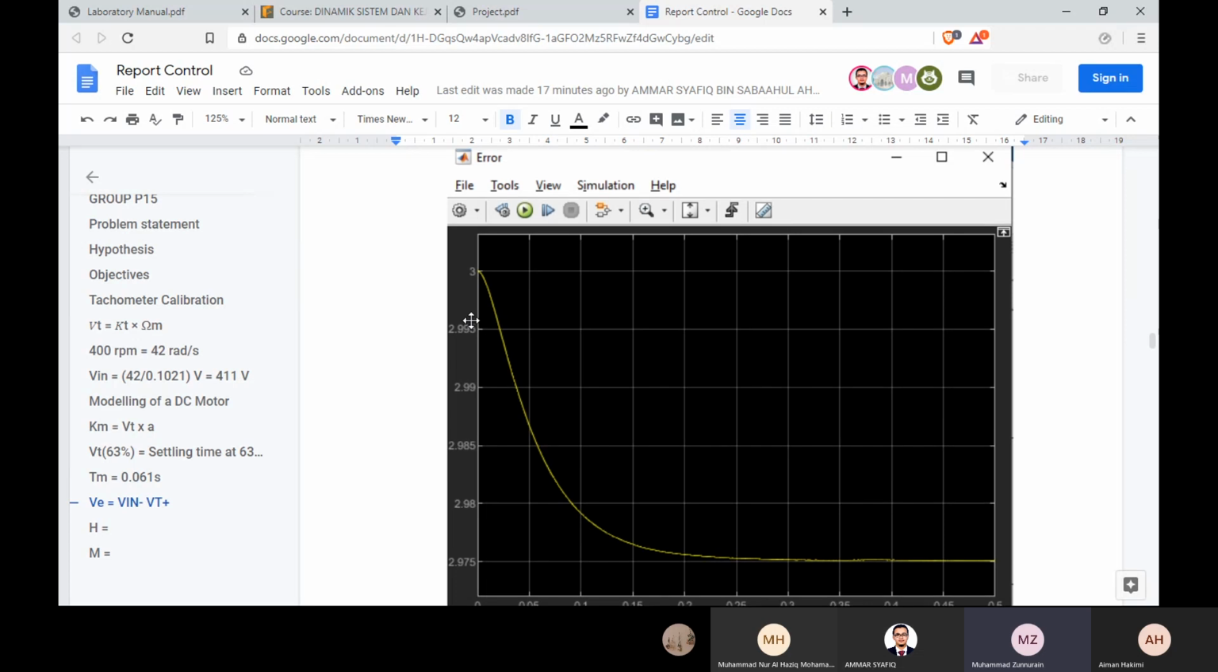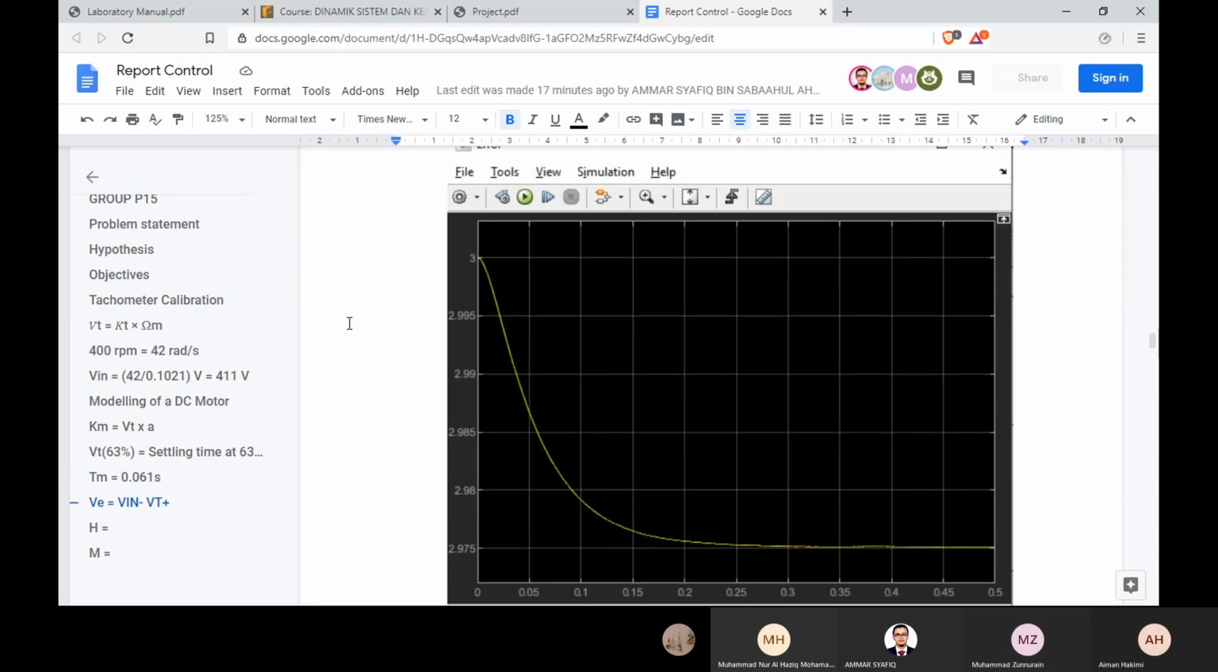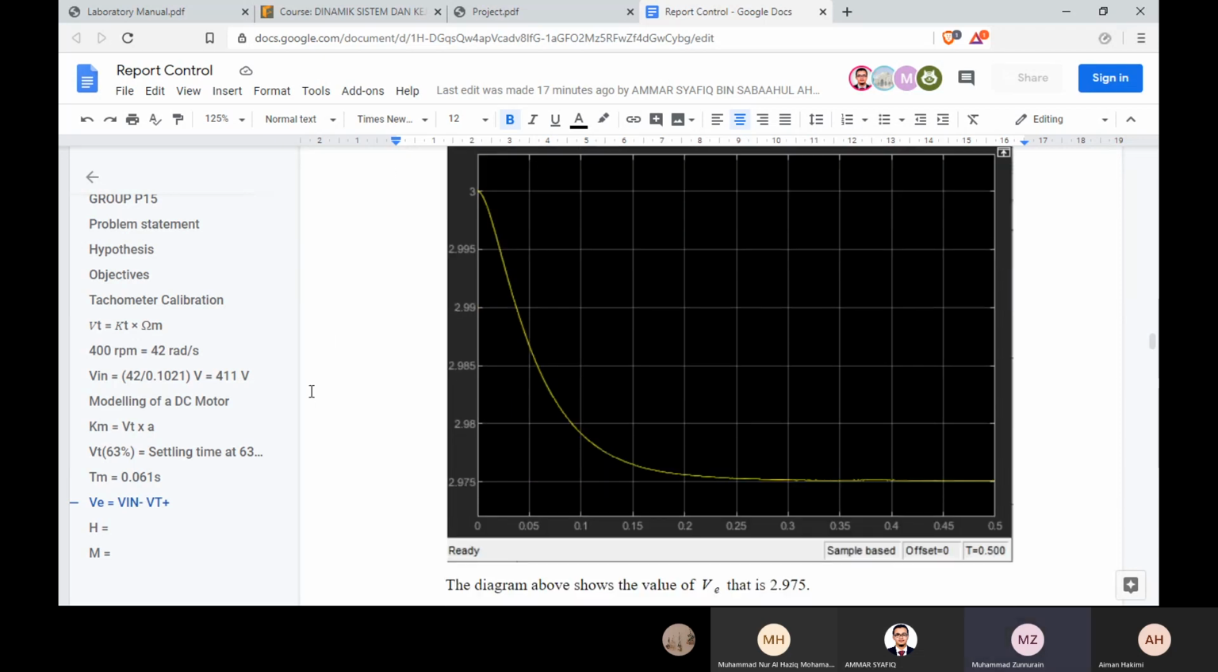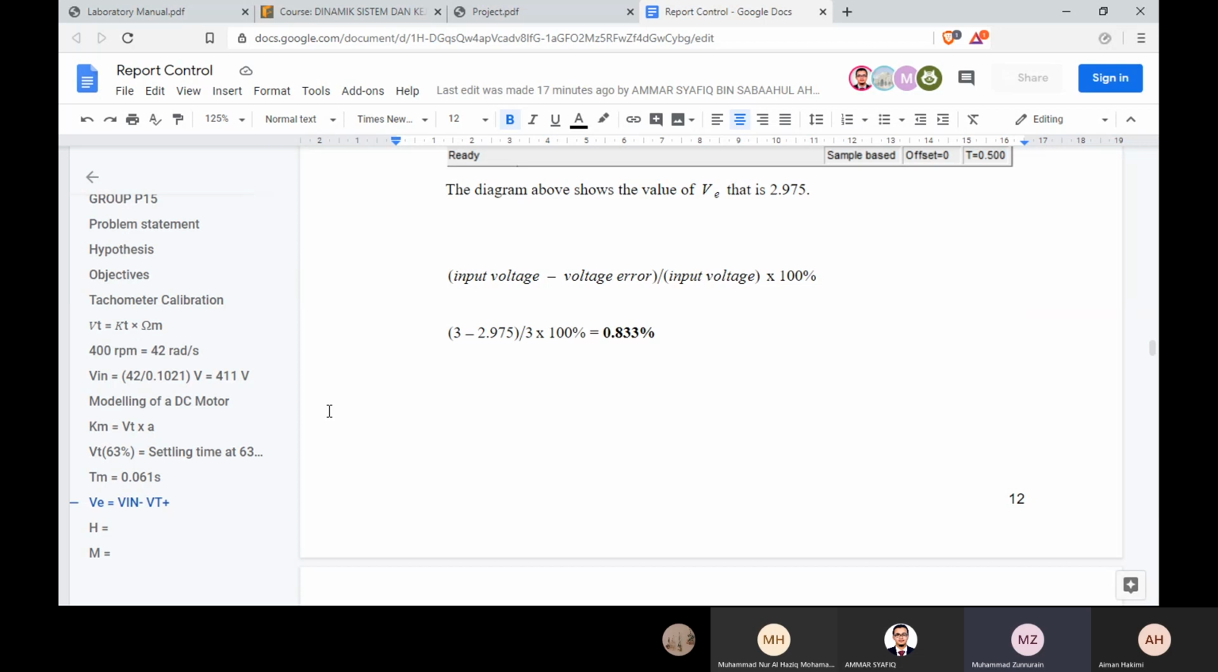For this section, we need to know the actual percentage error of the system. The diagram above shows the value of VE is 2.975. The actual percentage error is 0.833%.